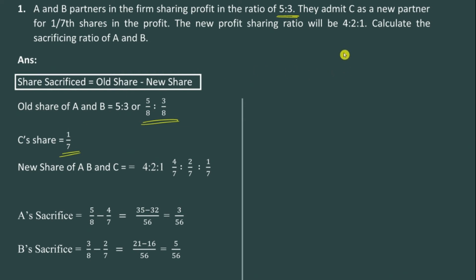Next, in the question they said about the new profit sharing ratio. The new profit sharing ratio of all the partners is like this: 4:2:1. That can be written as 4/7, 2/7, 1/7. This is what is given in the question.